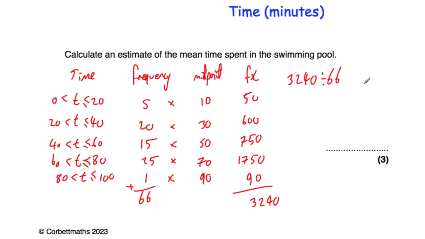And that's equal to 49.0909 and so on minutes, or let's round it to one decimal place, 49.1 minutes to 1 dp. And that's it.